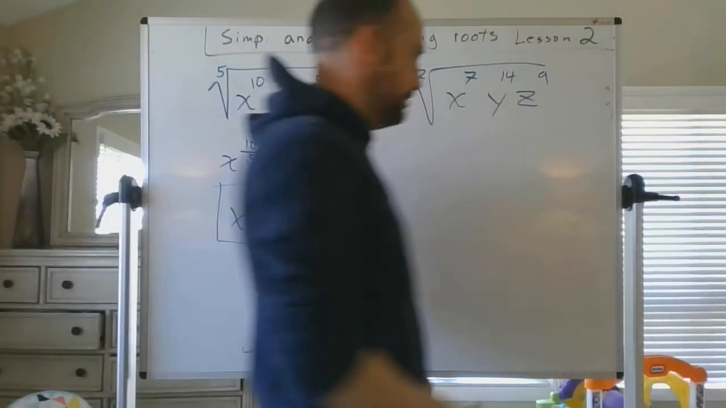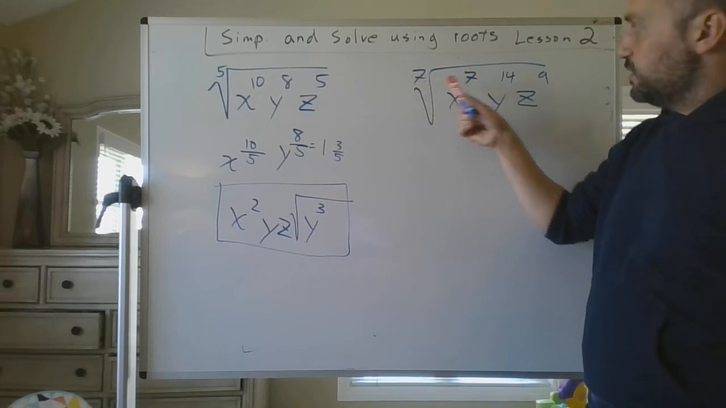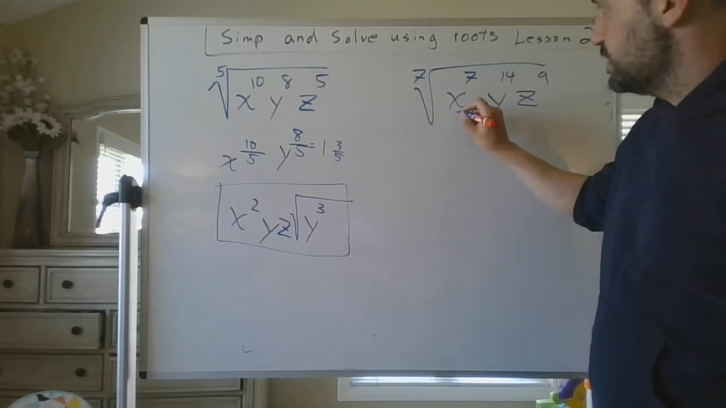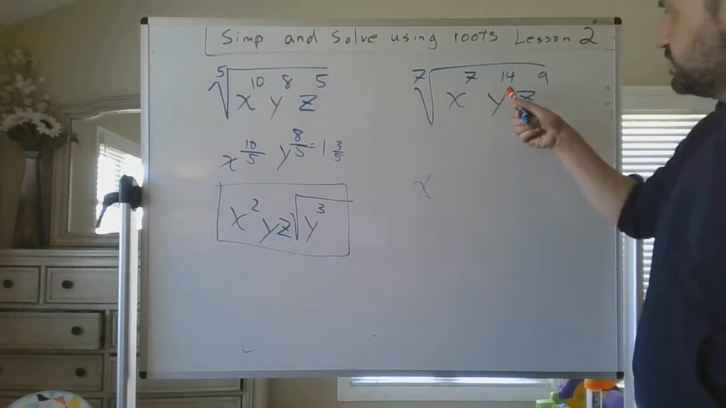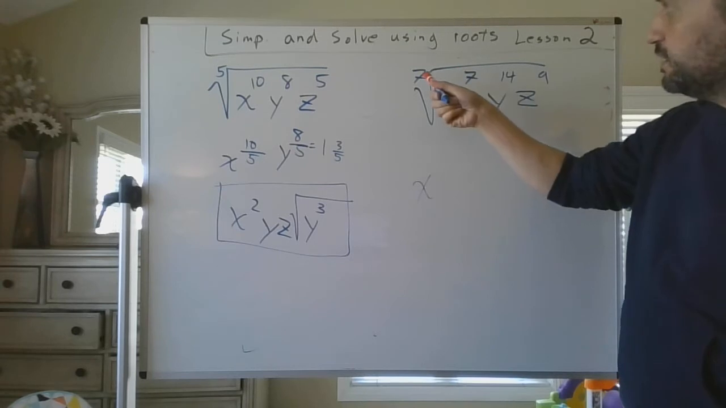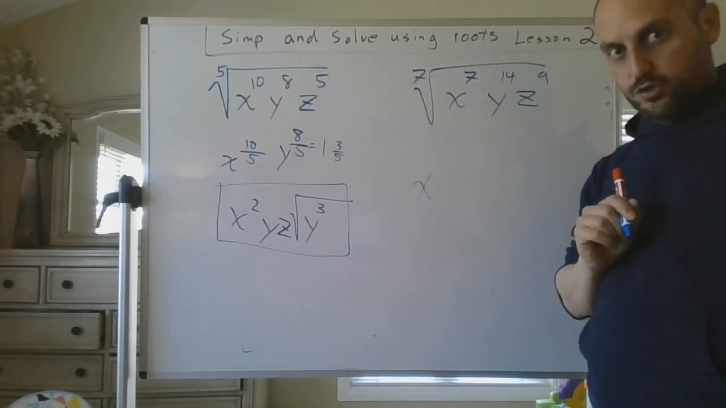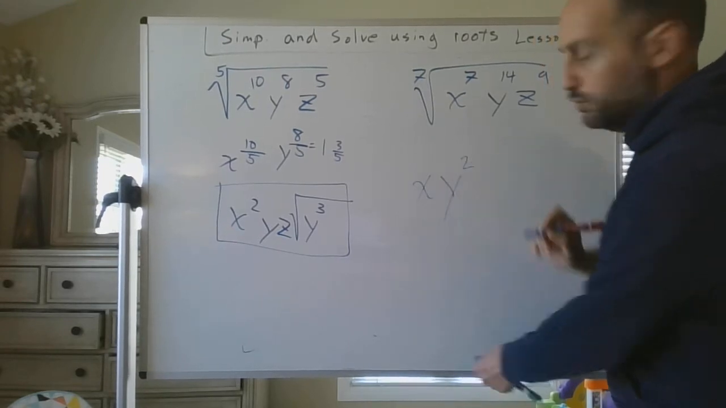Let's try this one. Very similar. How many times does 7 go into 7? 1 time, evenly, no remainder. Okay, so that x comes out 1 time. Perfect. How many times does 7 go into 14? That's going to be 2 times evenly. Great. So it's going to be y to the power of 2.